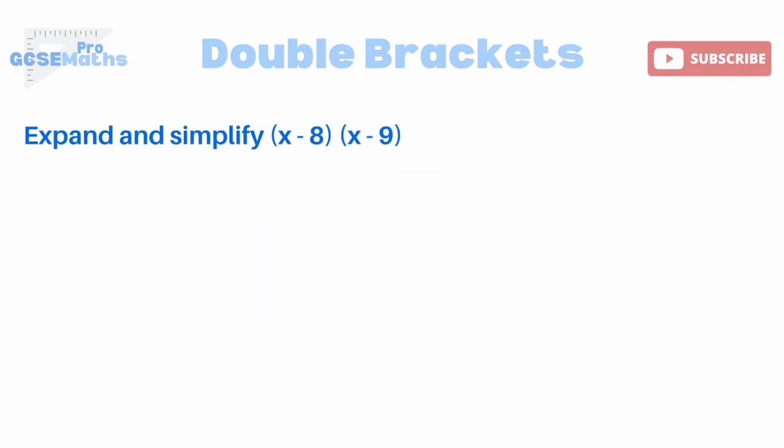Okay, so now we're just going to carry on with exactly the same process. Expand and simplify x minus 8 multiplied by x minus 9. We know there's a multiply there. I'm going to start by multiplying the first term of the first bracket, which is an x, times the first term of the second bracket. So x times x, again, same as before, x squared. They're both positive. Then we've got x times minus 9, okay? Remember, it's not just 9, it is minus 9. So positive times a negative makes a negative, and then x times 9 is 9x.